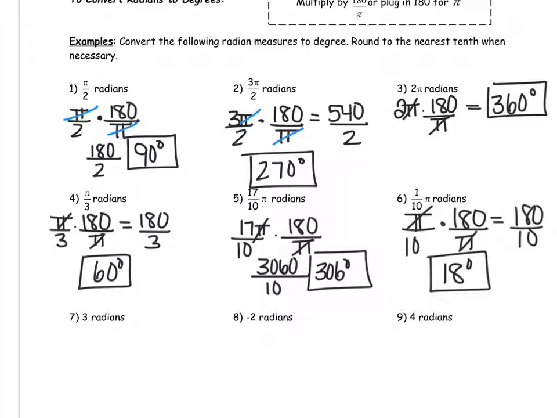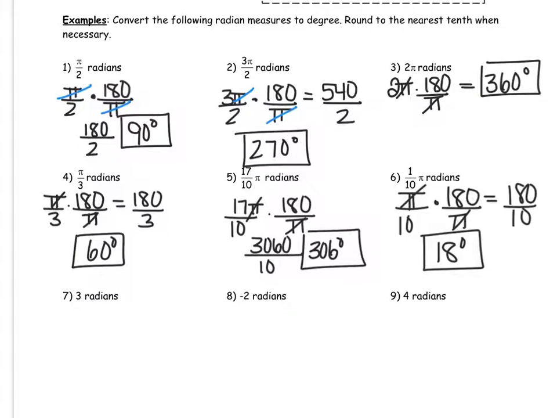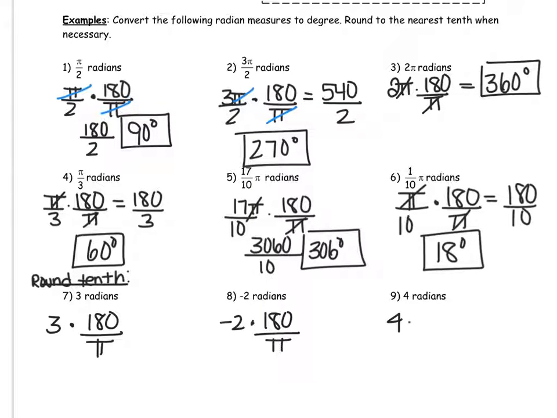Now with 7, 8, and 9, I needed to specify what to round to. So for these, let's say round to the nearest tenth, because I'm not going to be able to cross anything out. There are no pi's. It just says 3 radians. So we're going to take 3 and multiply it by 180 over pi. We're going to take negative 2 and multiply it by 180 over pi. And 4 and multiply it by 180 over pi. These are all over 1.